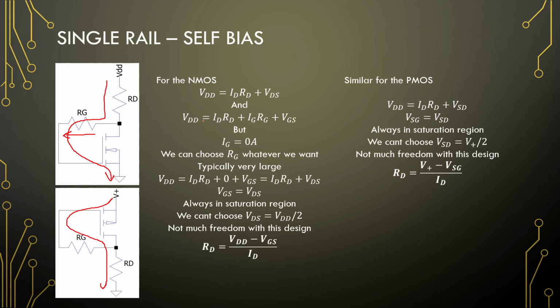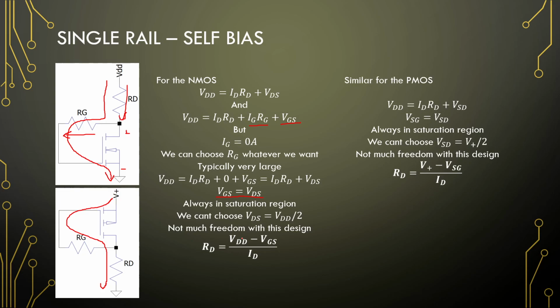The first equation we can see from this is VDD is IDRD, the drain current flowing here, plus our drain source voltage right there. Very similar stuff to what we had with the BJT. The second one is down here at the base of the transistor, so it is again IDRD plus IGRG plus VGS, but IG is zero. If we work with the two equations together, we'll see that our gate source voltage and our drain source voltage are always equal to one another. So one of the advantages of a self-bias is that your transistor will always be in the saturation region.